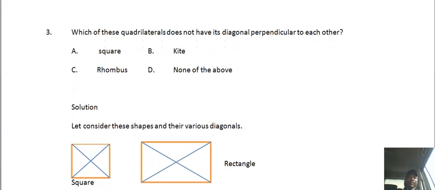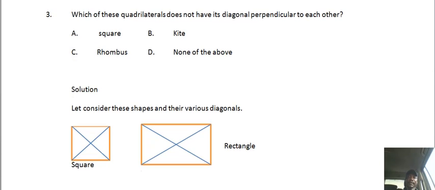Question 3: which of these quadrilaterals does not have its diagonals perpendicular to each other? A, square; B, kite; C, rhombus; D, none of the above. Now let's see the shapes and consider their various diagonals before we know the one that is correct in these options.